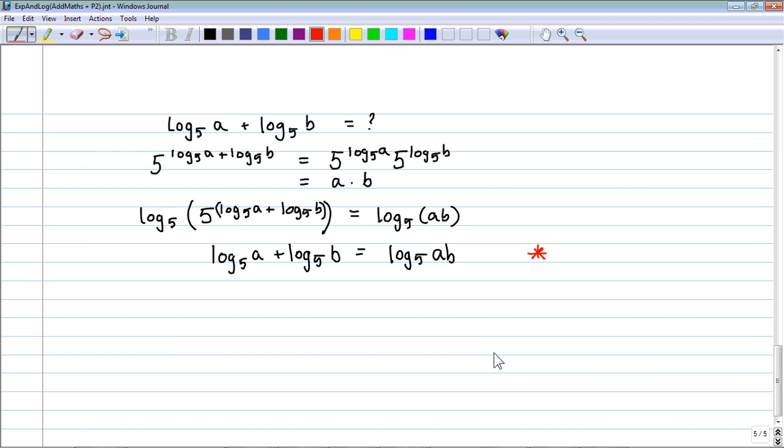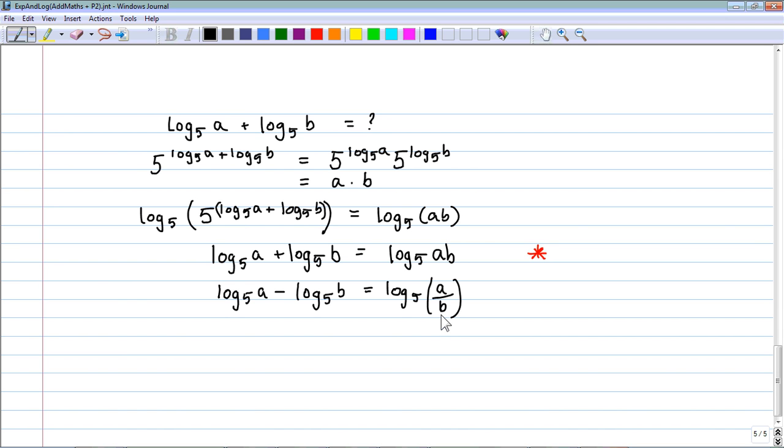Now how does this work with subtraction? What about subtraction? Well, it's basically exactly the same, right? Log base 5 of a minus log base 5 of b. So imagine we're subtracting two logarithms with the same base. We're going to get log base 5 of a over b.